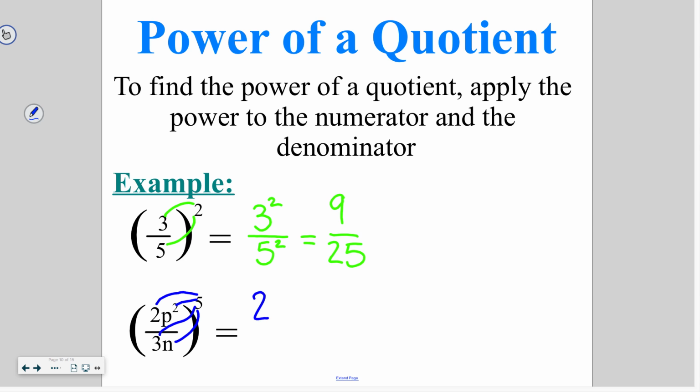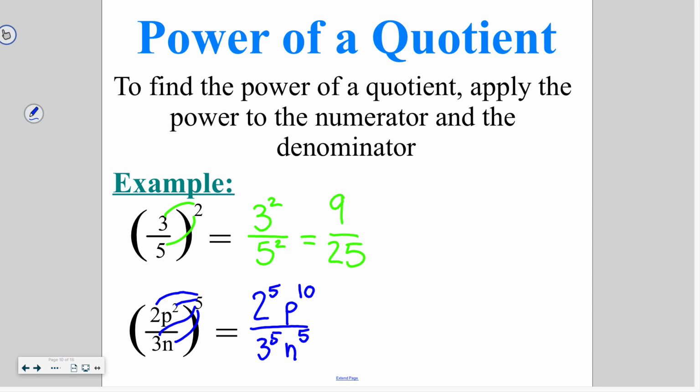So I've got 2 to the 5th power, p to the, we've got 2 to the 5th, which gives us 10. So that's that power of a power rule. And then on the bottom, I've got 3 to the 5th and n to the 5th, because that n had a single 1 as its exponent to start.